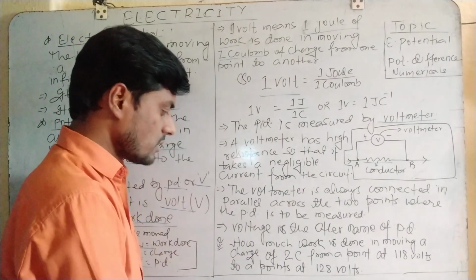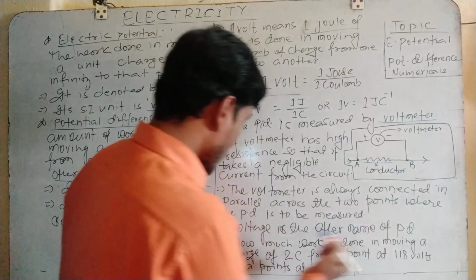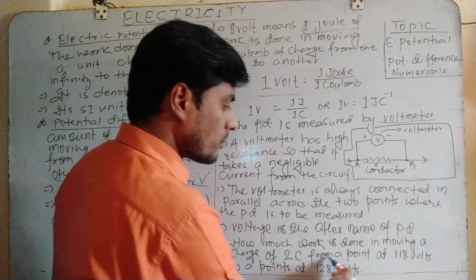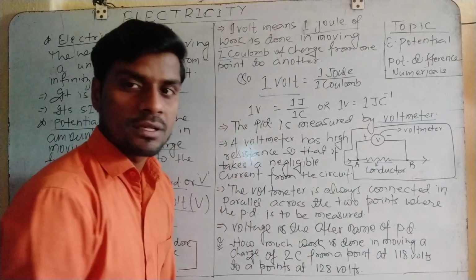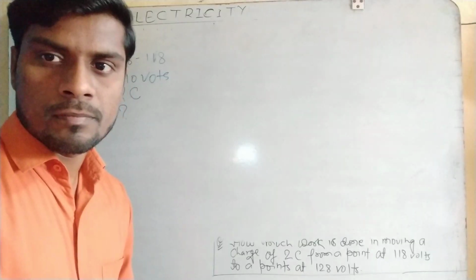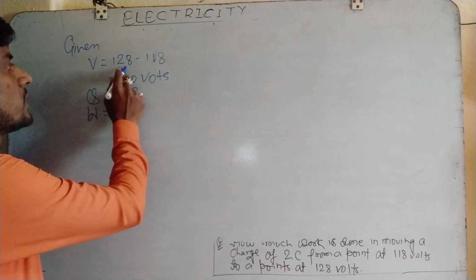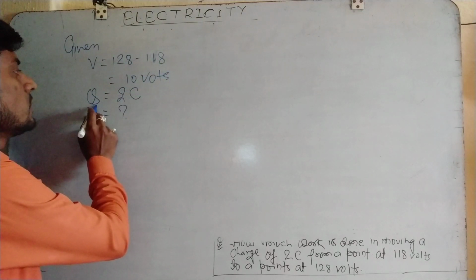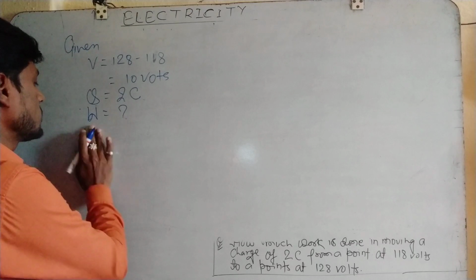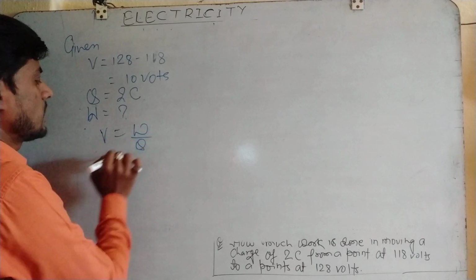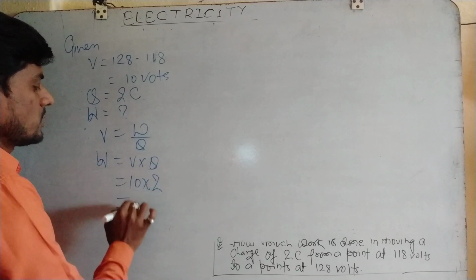Next, let's solve one question here. The question is: how much work is done in moving a charge of 2 coulomb from one point at 118 volts to a point at 128 volts? That is given, here V is equal to 128 minus 118, 10 volt, Q is equal to 2 C, and we have to find work done. So V is equal to W by Q, and W is equal to V into Q. So 10 into 2 is 20 joule.